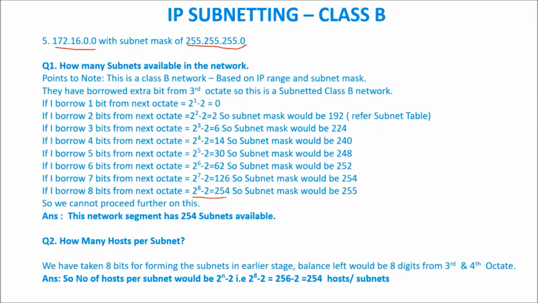I am borrowing complete 8 bits from the host portion, so I'll have 254 subnets. Now the number of networks is 254 networks. What is the number of hosts? Same, 2 power 8 minus 2, 254 hosts. So it is very clear: this network will have 254 small networks, and each network will have 254 hosts. You will get 254 usable IPs.